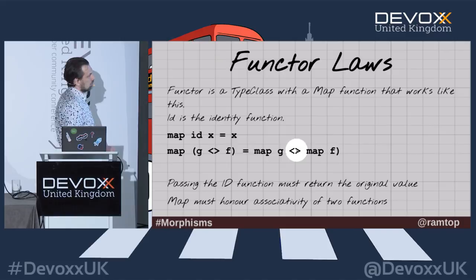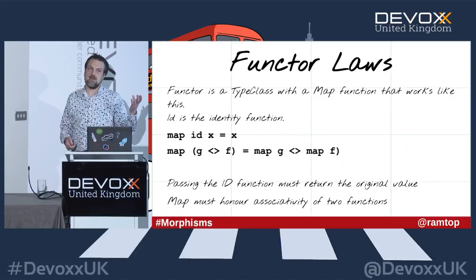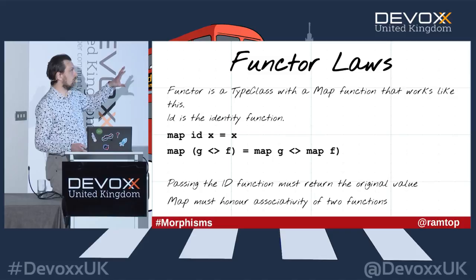For example, if we have a functor that adds a space to a string, it cannot really respect these laws, because if it always adds a space, it cannot be the same.